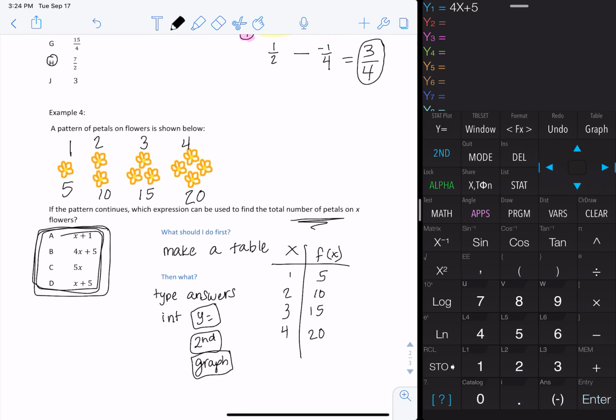That doesn't work. Back to y equals 5x. Now back to the table. This says 1 is 5, 2 is 10, 3 is 15, and 4 is 20. So C matches my table. We're going to check D just to make sure we didn't make any mistakes. So D says x plus 5. 1 is 6. Nah, that doesn't work. So the answer has to be C.